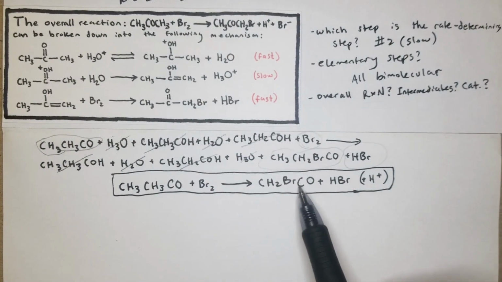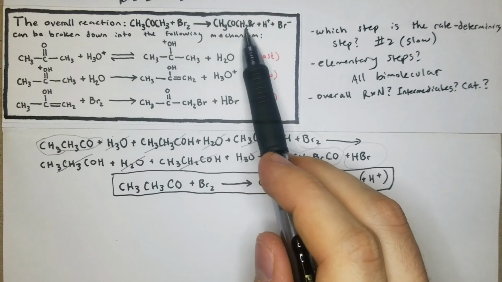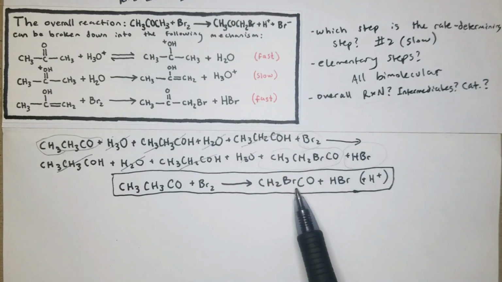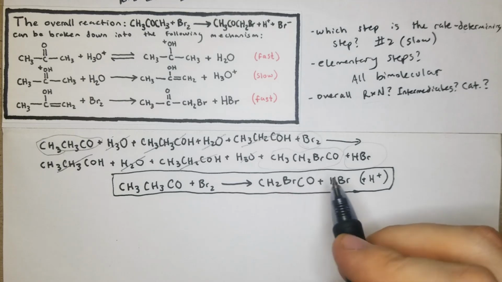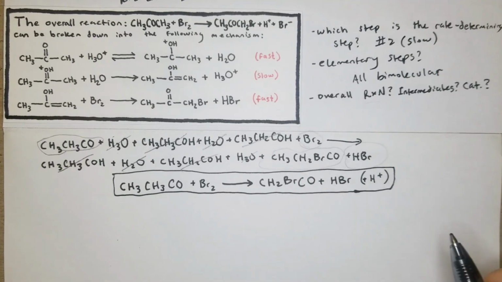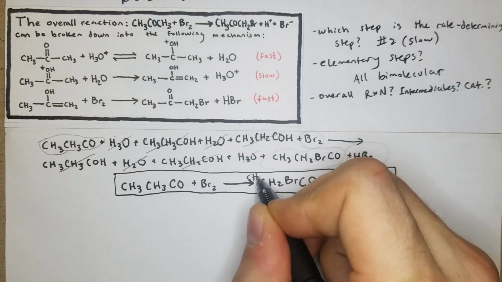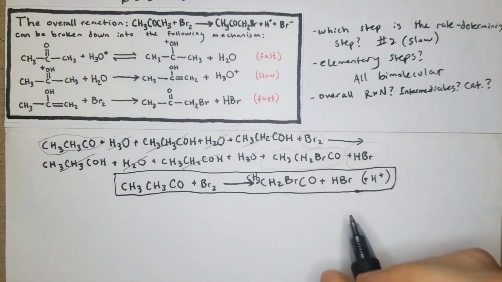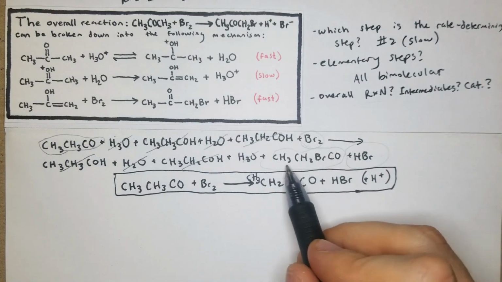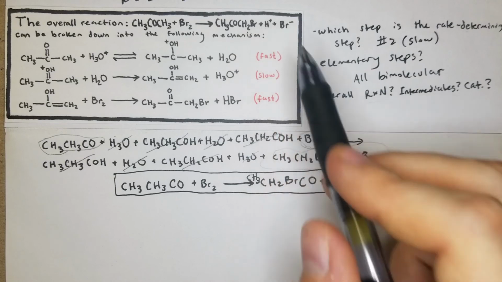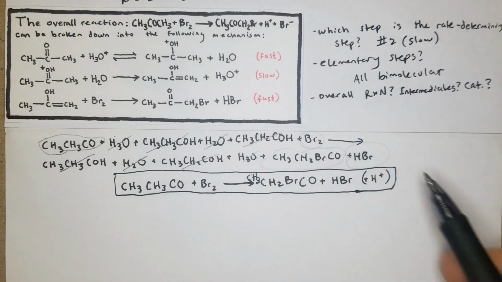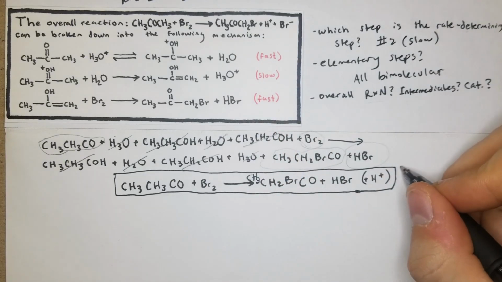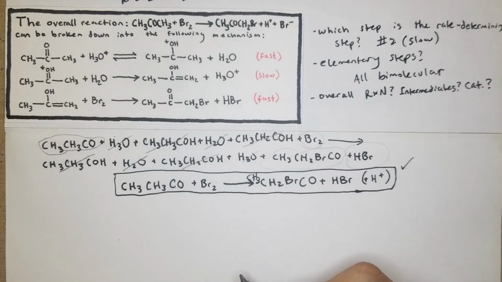All right, so here we go. We have CH3COCH2Br, and that is not what we ended up with. So this is a good point to check yourself. Looks like I forgot one of the CH3s. So CH3, CH2BrCO, CH3, CH2BrCO. That's what they had. That's what we had, and that looks like it checks out.